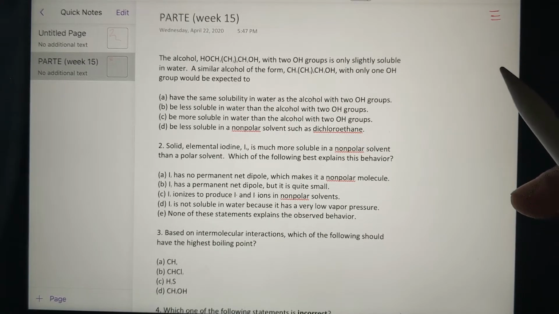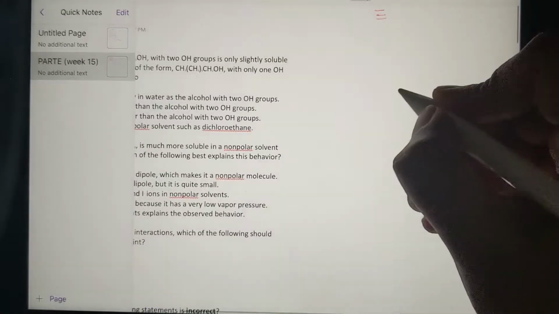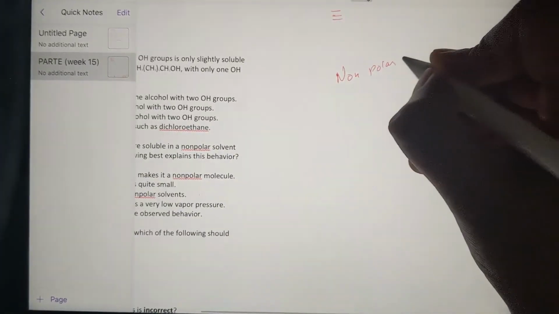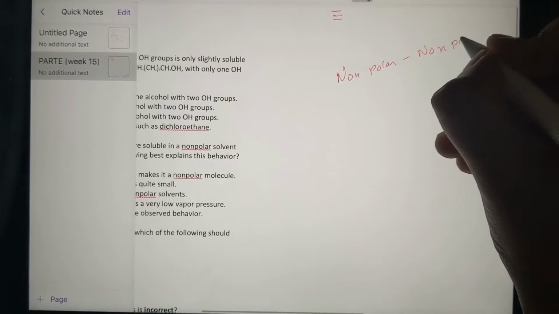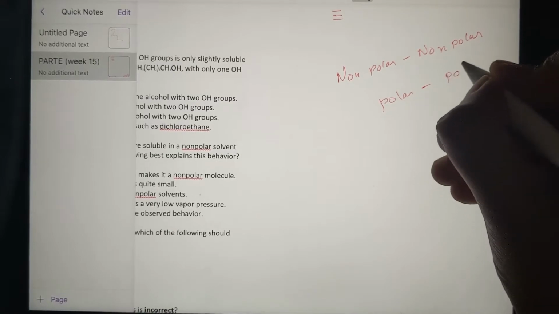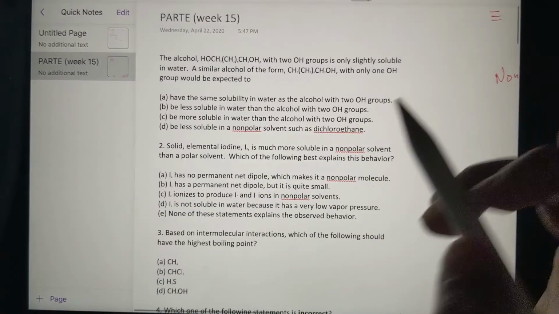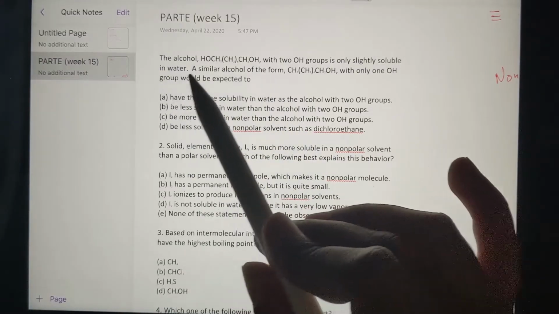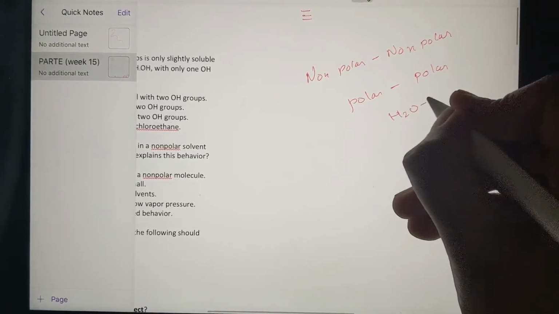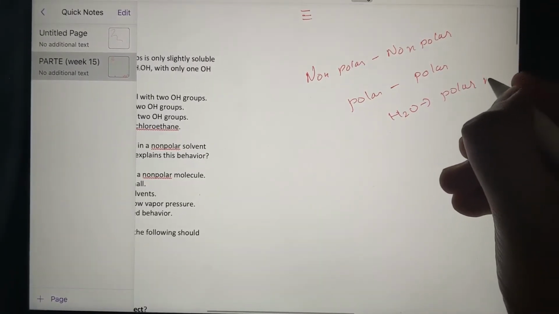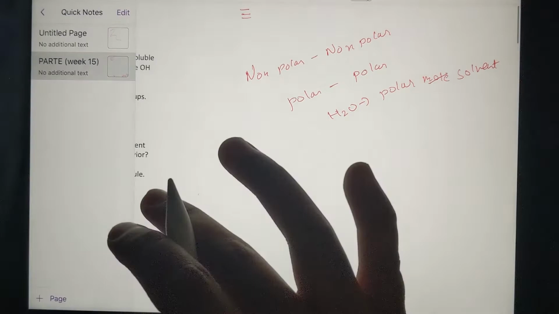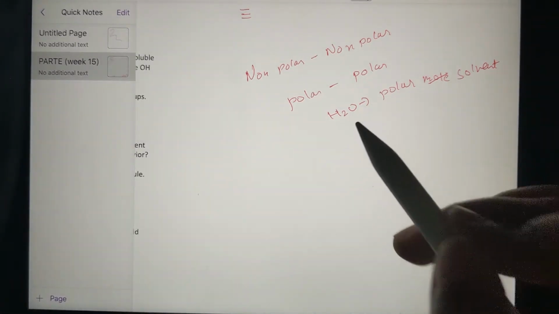For solubility, one good rule to remember is that non-polar dissolves in non-polar and polar dissolves in polar molecules. Okay, so let's look at the question. Here your solvent is water, which is a polar molecule, so only polar molecules will dissolve in water.